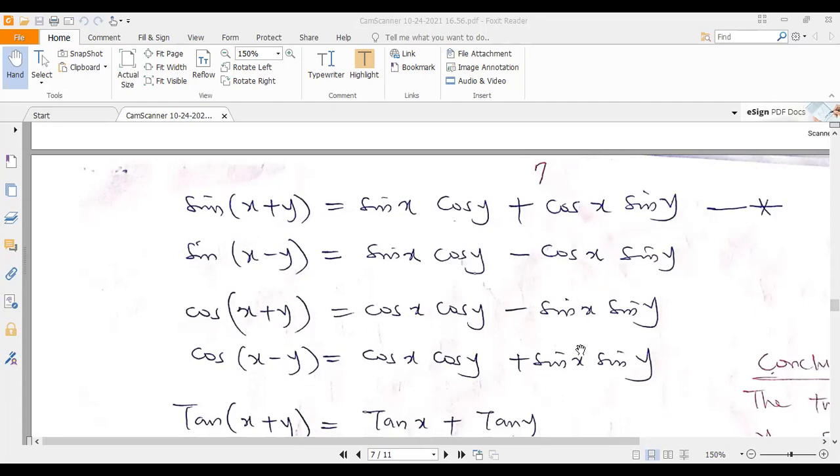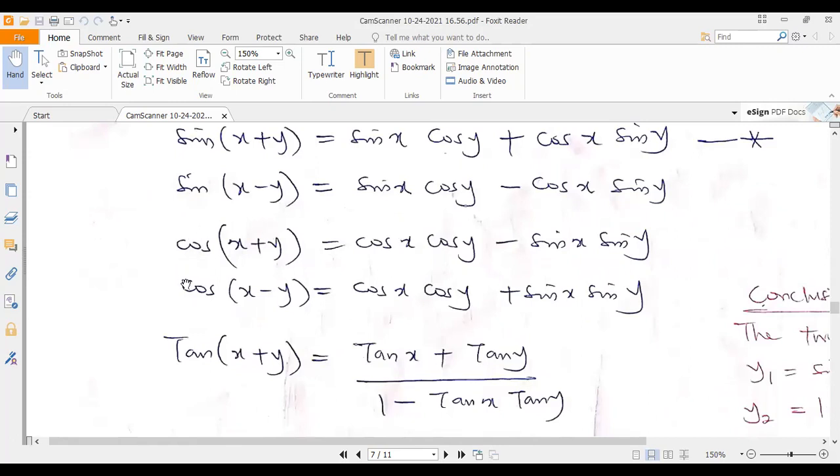Okay, let me share with you. In the case of cos, you expand directly, then you change the sign, because you didn't change the trigonometry. So cos x plus y will give you cos x cos y, then you change the sign, then sin x sin y. Then in the second one, cos x minus y will give you cos x cos y, then you change the sign. Minus will change to plus. Then you have sin x sin y.